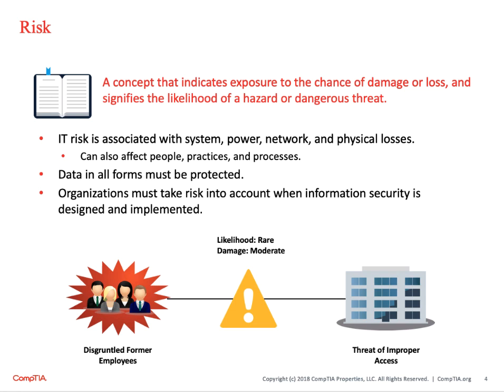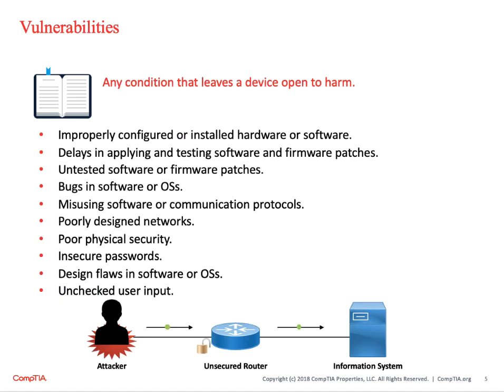All right, so let me get into what vulnerabilities are basically. This is any condition that leaves a device open to harm. So going back to that Alaska thing, our vulnerability is we've left our door unlocked, right? So, at its most basic level, a vulnerability is going to be any condition that leaves anything open to harm, right? So in IT, we could have improperly configured or installed hardware or software. We could have delays in applying and testing software and firmware patches.